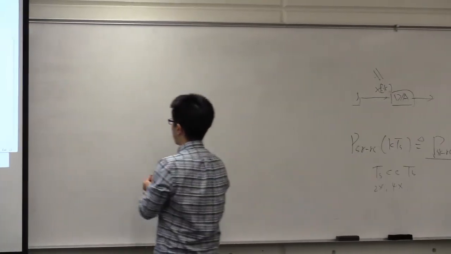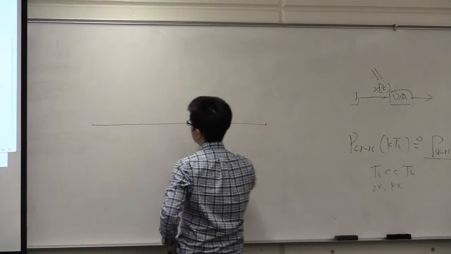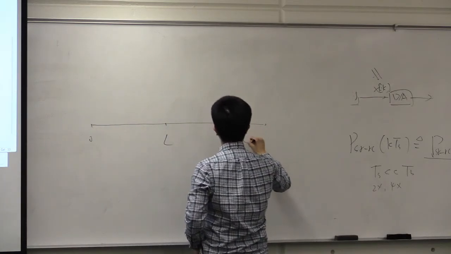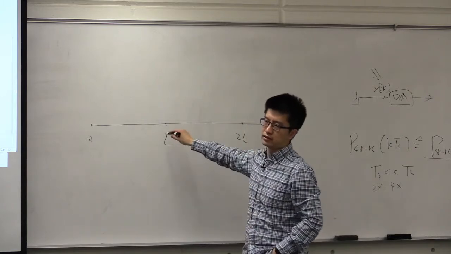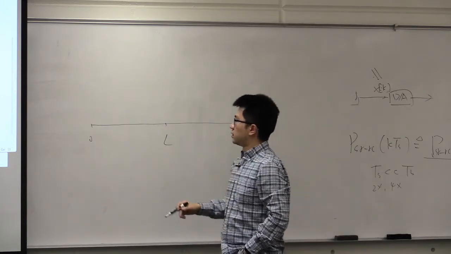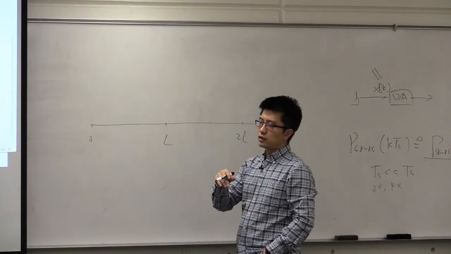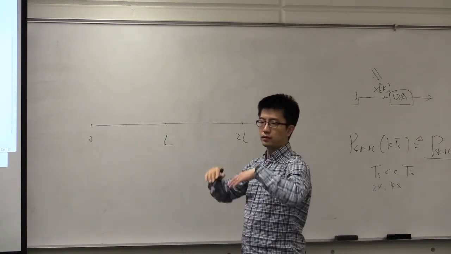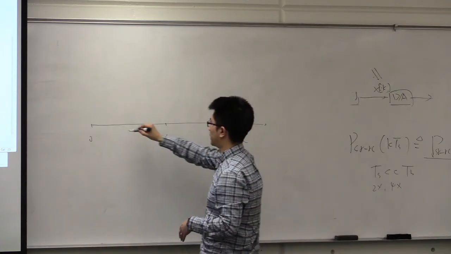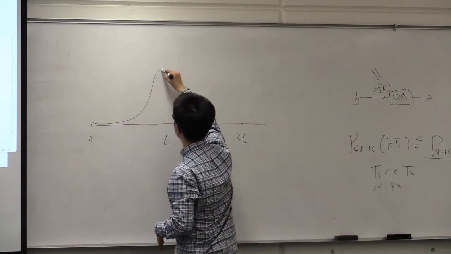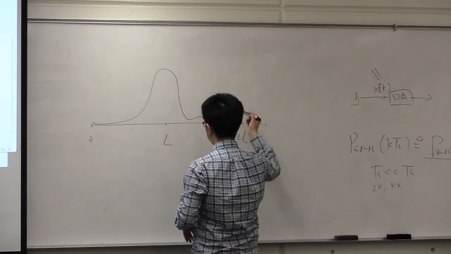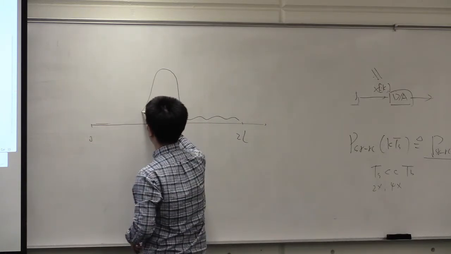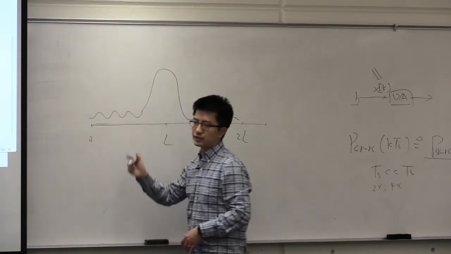Let's take a timeline here. Let's say here is 0, here is L, here is 2L. Of course, L means TB, so here's TB, here is 2TB. When we transmit something, you get every path it could take. So maybe zero, something, one, zero, exactly. This is one path shape.